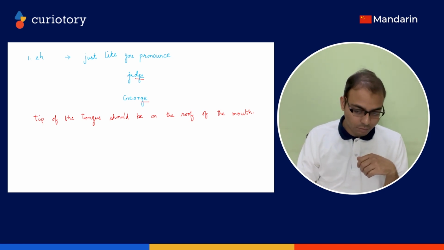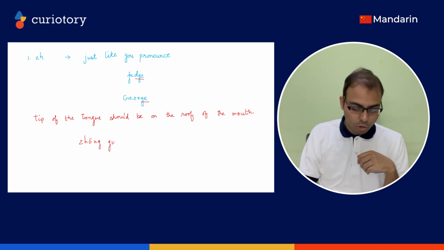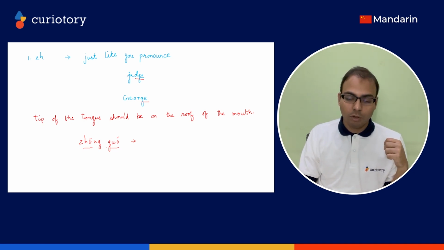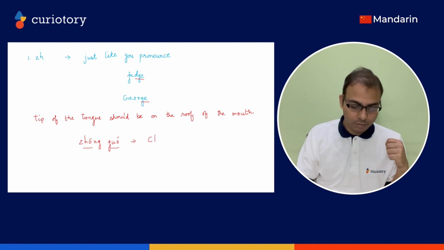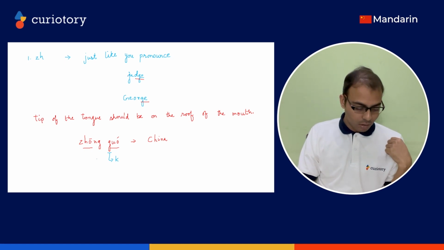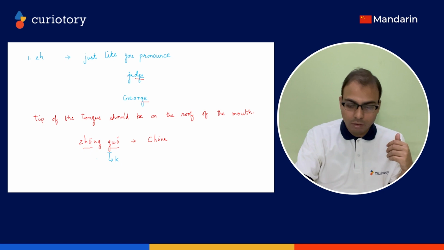Let's take an example. 中国. How to pronounce it? 中国. So we learned that ZH is pronounced just like the DGE in judge, and the tip of the tongue should be on the roof of the mouth. By the way, Chungkuo means China. And you already know that G is pronounced like K. That's why Chungkuo. So ZH is clear to you by now.